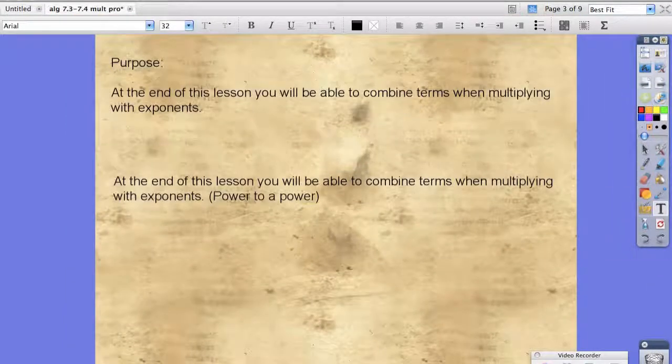So at the end of this lesson, you will be able to combine terms when multiplying exponents, and you should be able to combine like terms with multiplying exponents with powers. So a power to a power is what I usually refer to them as.